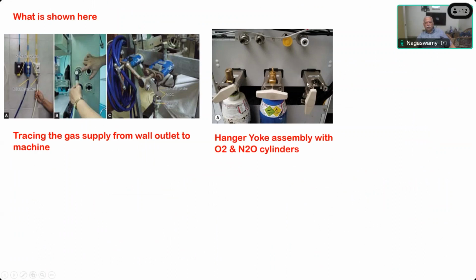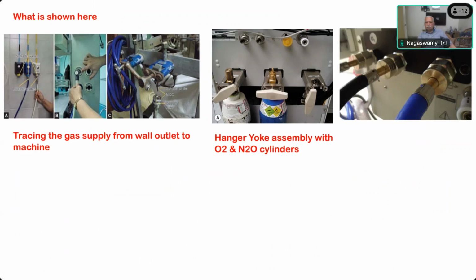And you can see there is a hanger yoke assembly which is not having any cylinder here. Empty. So this is the empty hanger yoke. This is the one. What gas is fixed here? Nitrous oxide. By the color coding, you can identify it. This is the oxygen cylinder.